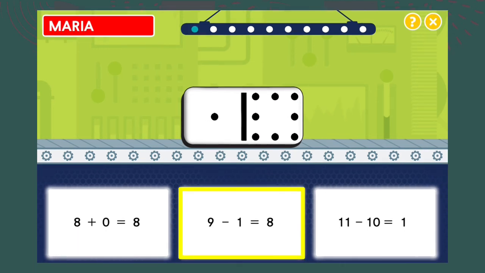The domino in this example shows the equation 9 minus 1 equals 8 because the total number of dots on the domino equals 9. If you hide the part or side of the domino that has 1 dot, all that would be left is the part with 8 dots. Work hard, mathematicians. Off you go.